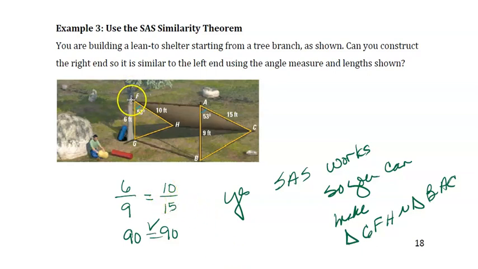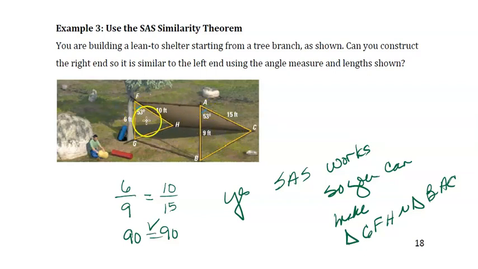Okay, so here they're starting from the tree branches. Can you construct the right end so it's similar to the left end using the angle measurement? So here are the tree limbs, and they want the right end and the left end to be similar. So look and see what I have. I have a matching angle, 53 and 53.